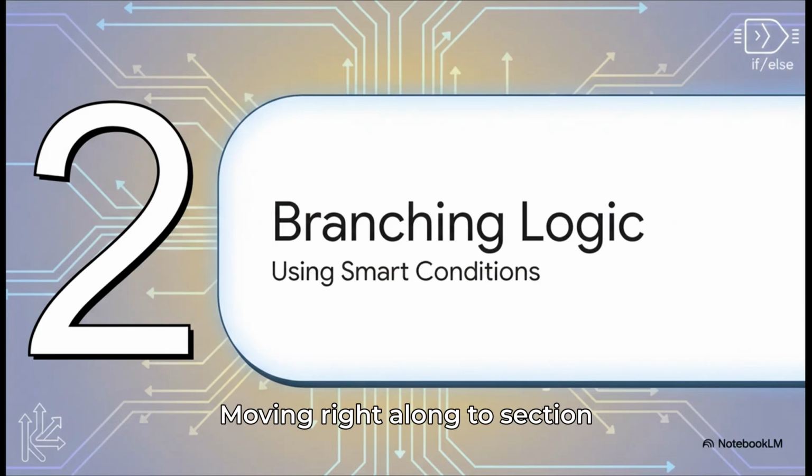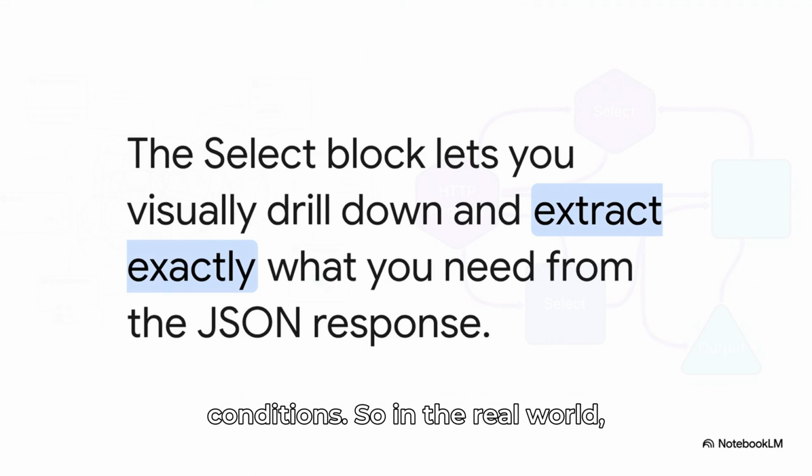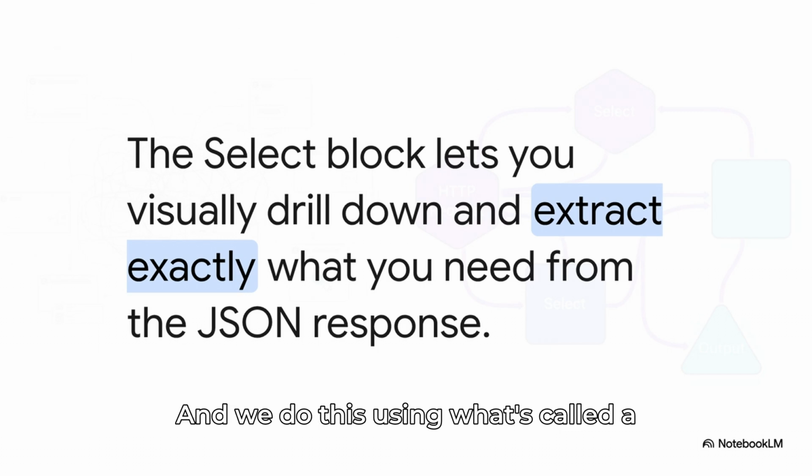Moving right along to Section 2, Branching Logic with Conditions. So in the real world, APIs don't just happen in a perfectly straight line, right? Before we can branch out, we need to isolate the actual data we care about. And we do this using what's called a select block.